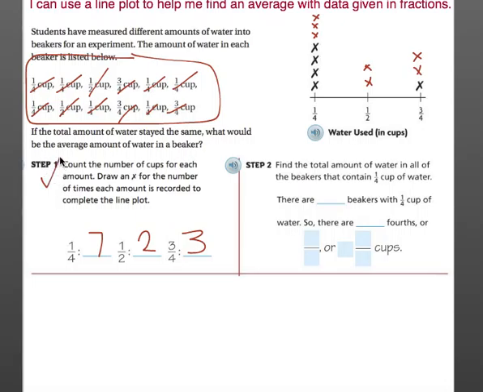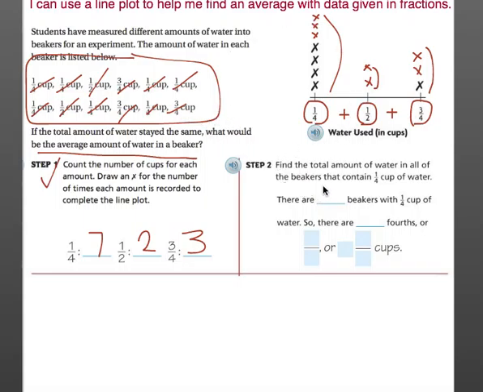My second step is I need to find out the total amount of water in all of the beakers that contain 1/4 cup of water. So the reason I'm doing this is because my question wants to know what's the average amount of water in all the beakers. So I need to take each of these and add up how much water is all together. Okay, so I can't just add 1/4, 1/2, and 3/4 because I have 7 1/4 and I have 2 1/2 and 3 3/4. So I need to add up how much I have before I can add them all together.